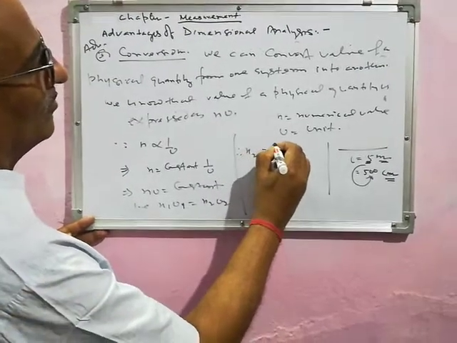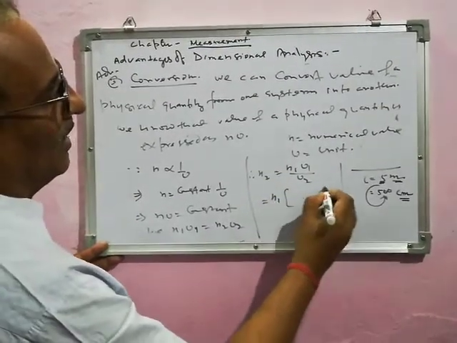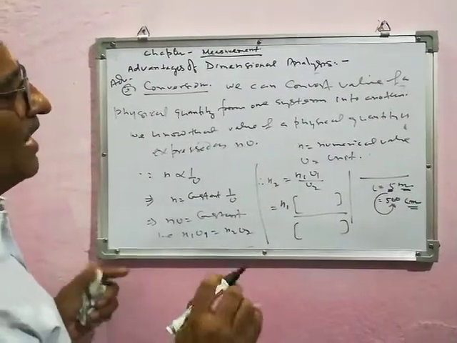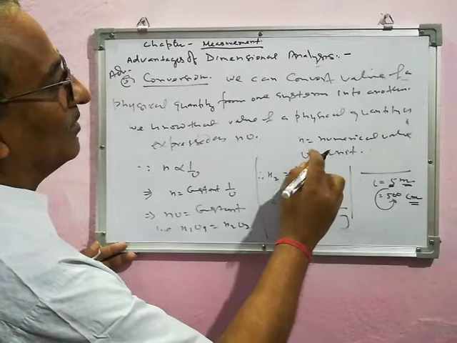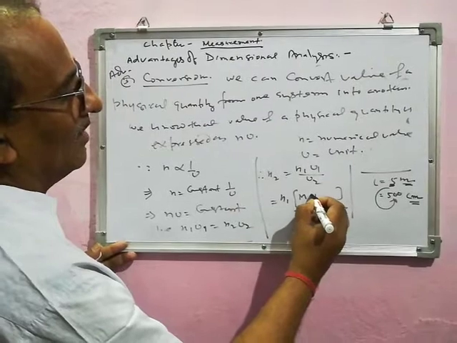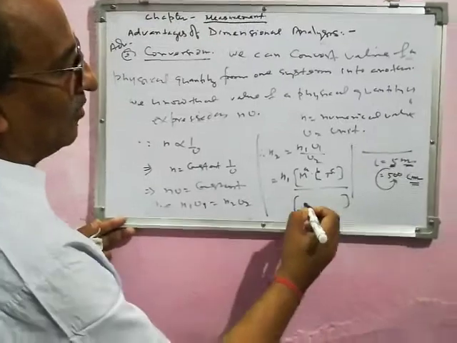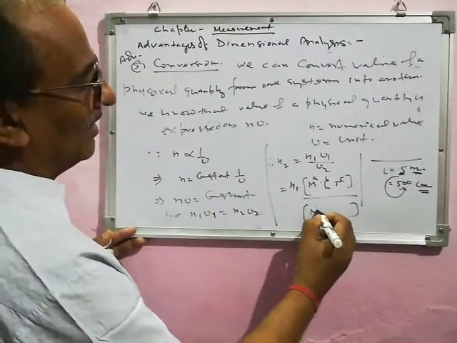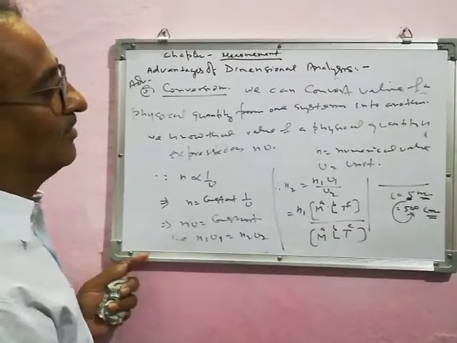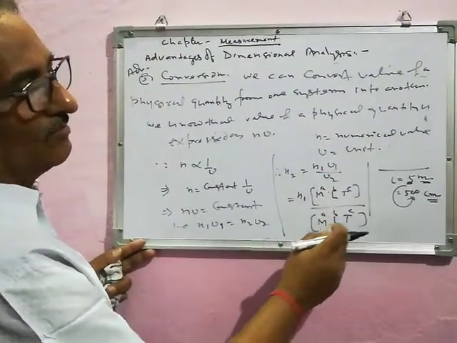Therefore n2 becomes equal to n1 u1 by u2, where u1 means unit of the physical quantity. Here the physical quantity is not given. Suppose it is x, and then in place of u write the dimension of x, M, L and T power a, b and c, and here also write the dimension of the same physical quantity x as M, L, T, a, b, c.